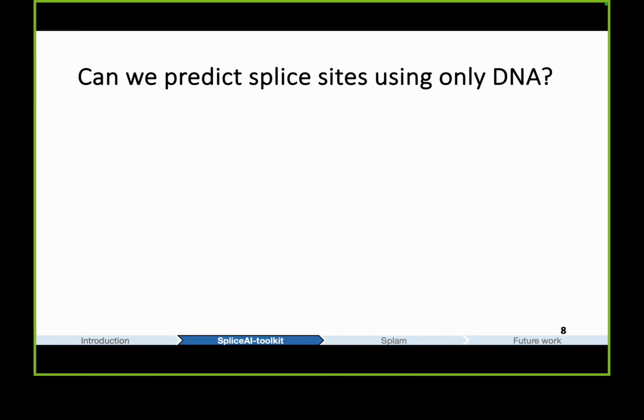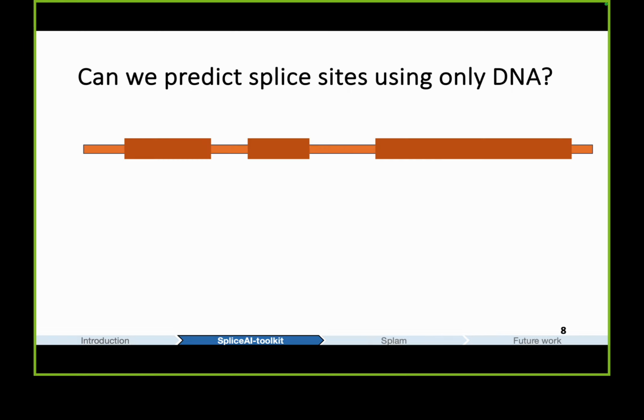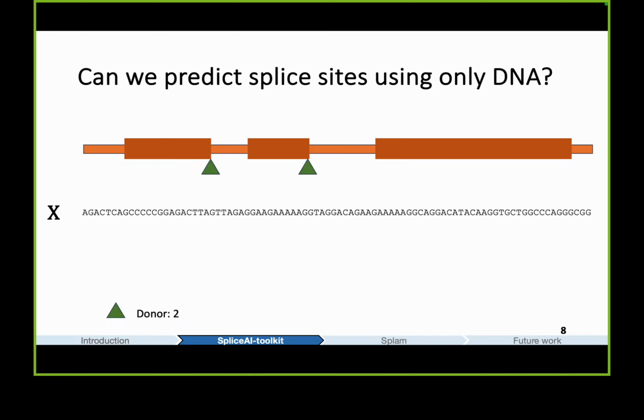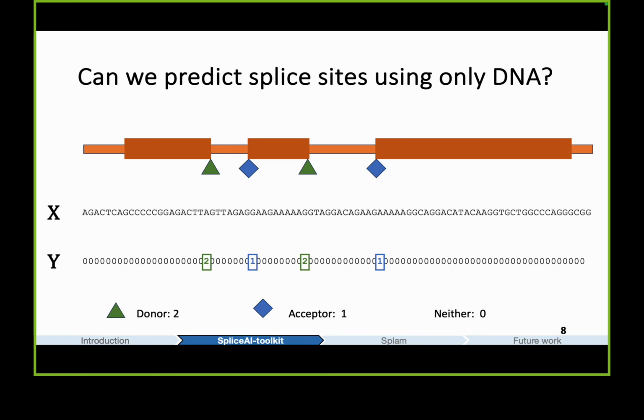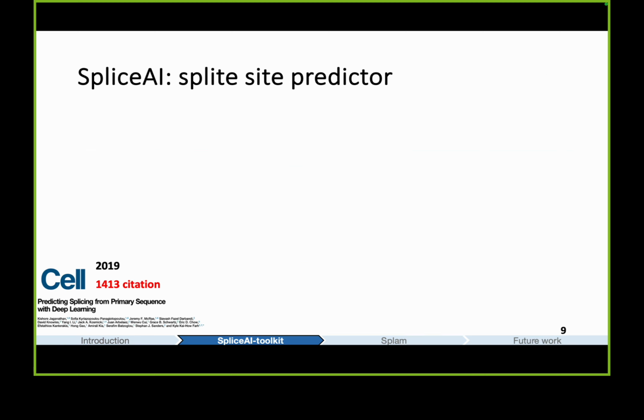So now let's try to convert this biology problem into a machine learning problem. Given a pre-mRNA sequence, a string composed of the A, C, G, T alphabet, this is Rx. For each position, we can label the donor site as 2, acceptor site as 1, and neither as 0, and this is Ry. So now the problem is transformed into a sequence-to-sequence problem, and we can use machine learning methods to try to solve it.